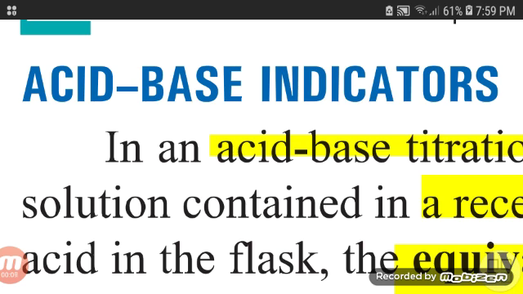In this video we will discuss acid base indicators. Basically there are four types of titrations: acid base titrations, complexometric titrations, redox titrations and precipitation titrations, and in one type, acid base titrations, indicators are used. Today we will discuss these indicators, acid base indicators.